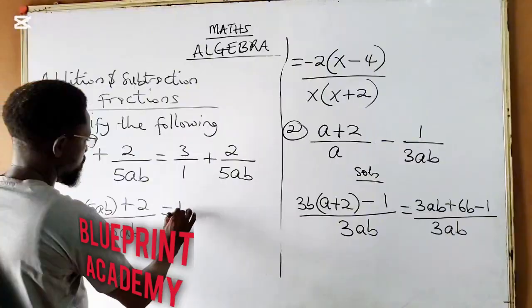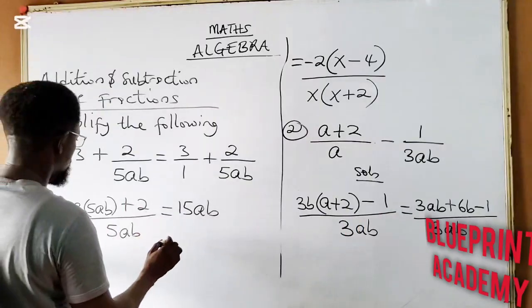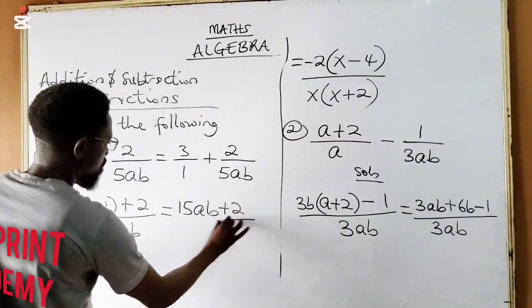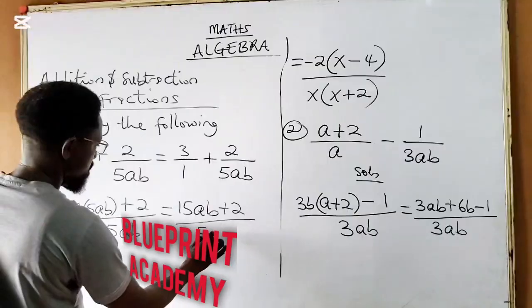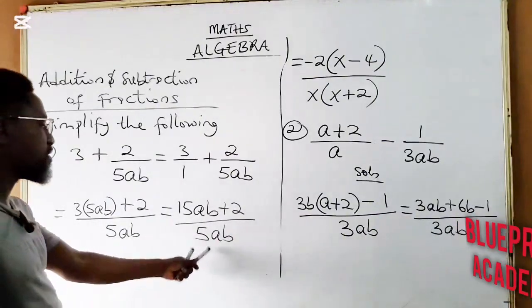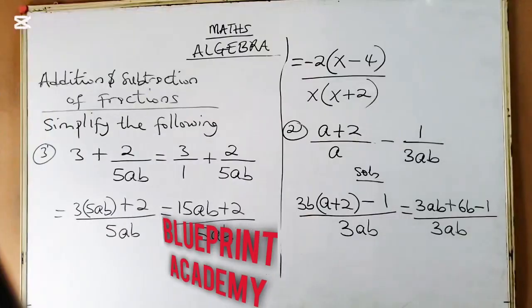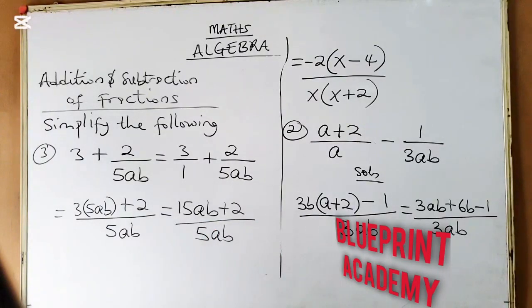3 times 5ab will give us 15ab, then plus 2, all over 5ab. Like I've always told you, we cannot cancel this one because of this addition sign. So that is the answer to that particular question.